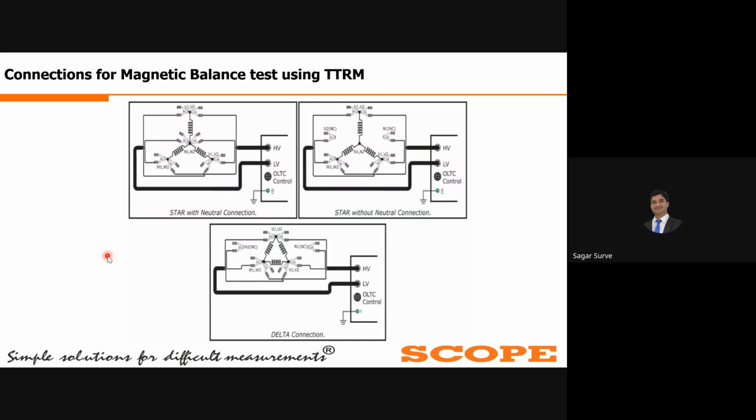As you can see in the first picture, if we are conducting the HV side magnetic balance test with the star winding, in that case HV R phase and LV R phase of the instrument will both be connected to the R phase bushing of the HV of the transformer. Similarly, both the Y phase wires will be connected to the Y phase bushing of the HV, both the B phase wires will be connected to the B phase bushing of the HV, and similarly neutral.